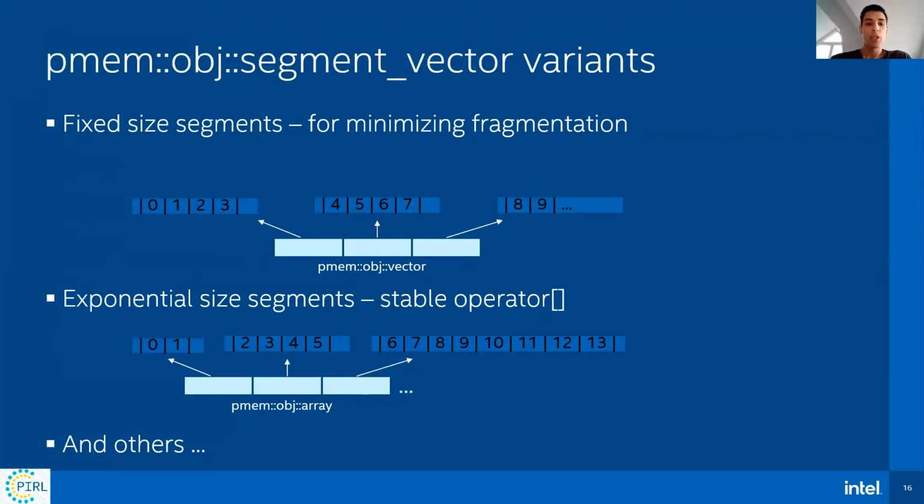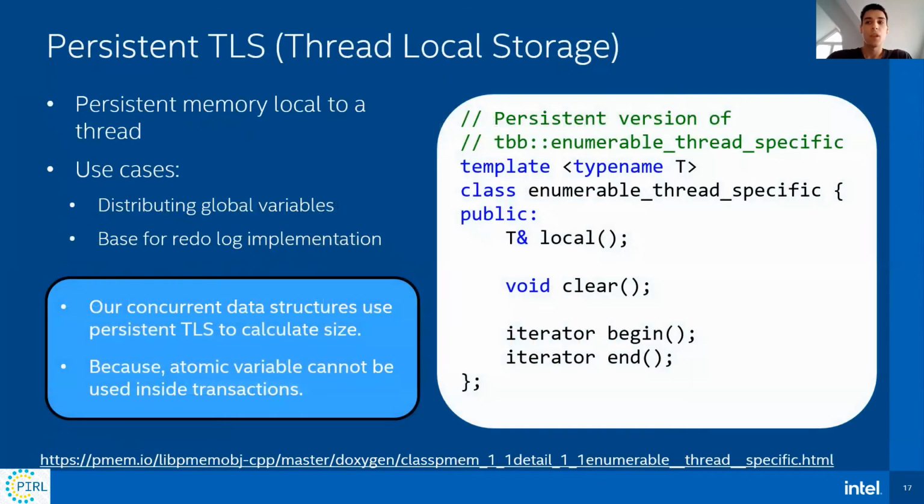And we use this variant to implement something we call persistent TLS. This is not yet a public API. It is based on TBB enumerable thread-specific structure, and it basically consists of local, clear, begin, and end methods. The most important one is local. It gives you memory local to a thread. What is important here is that local does not need locks in most cases. It makes use of the indexing operator of segment vector, and a thread can just read from a segment vector using its ID as an index.